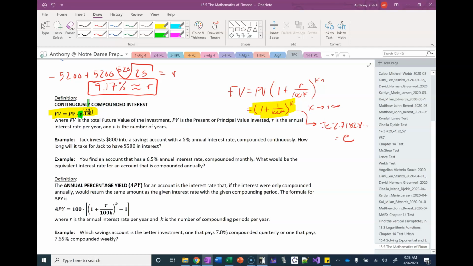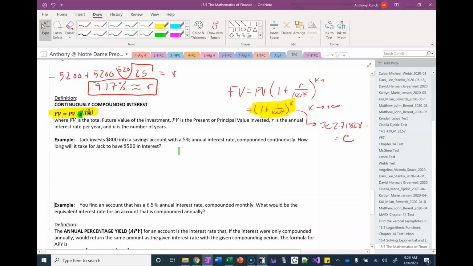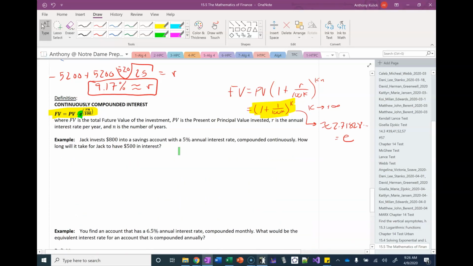Okay, so our continuously compounding interest formula: FV equals PV times e to the Rn over 100. FV is the future value, PV is the present value, R is your interest rate as a decimal, and n is the number of years, and e is this constant. It's the same idea as in geometry, where we used the symbol pi for 3.14 and so on, for that irrational number. The same idea here with e.